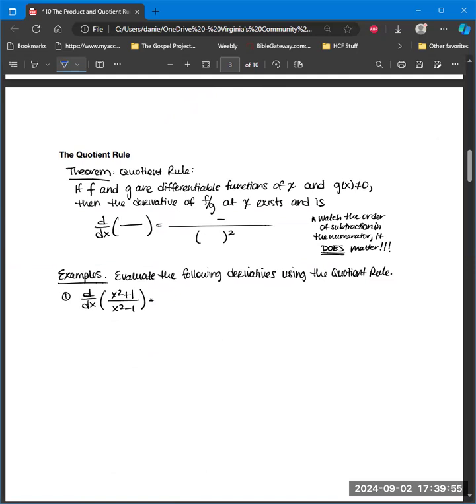Let's look at the quotient rule now. If f and g are differentiable functions of x and g of x is not equal to 0, then the derivative of f divided by g at x exists and is, let's write f of x and g of x with the colors again here. And we want g of x in these two spots here. And then this is going to be f prime of x here.